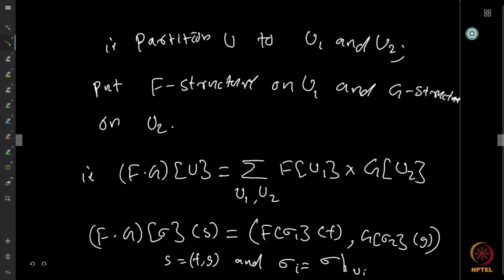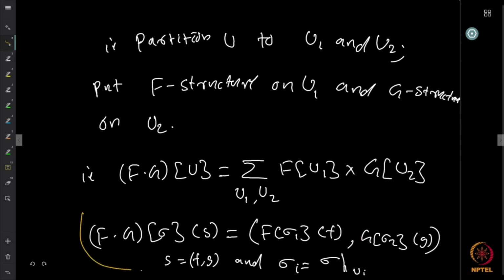The restriction of sigma to just Ui, right? So sigma acts on the entire U1 cross U2, but the restriction of sigma to U1 or U2 will give you sigma 1 and sigma 2. So F dot G of this sigma is basically F of sigma 1, right? So what happens to sigma 1 under F? The transport of sigma 1 in F, and of f, where f is a structure in F of U1. And similarly, G of sigma 2 of g, where g is a structure in G of U2, and G of sigma 2 is the transport of sigma 2 with respect to G.